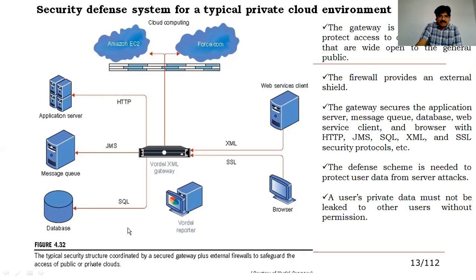Whenever the end user wants to access the application server, he can use one protocol, the Hypertext Transfer Protocol. HTTP will provide the security for accessing the data from the cloud to the end user. Another one is JMS, Java Message Service. Whenever you want to share the message queue from the clients to the server, JMS provides security to the message queue. And another one is SQL, Structured Query Language.